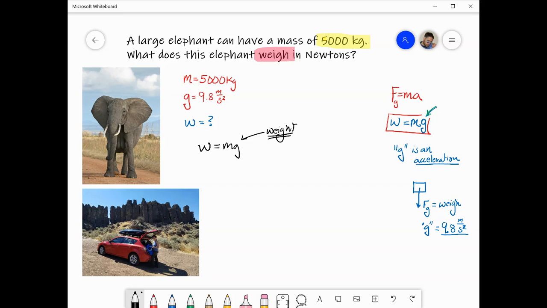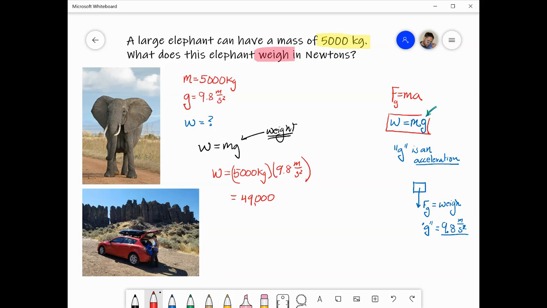So there's my equation. I'm going to then substitute in the things that I know. So I'm going to say W equals, and the mass is 5,000 kilograms, which is a lot. And then my acceleration due to gravity is 9.8 meters per second every second. And so when I multiply these two numbers together, I get a sizable amount, and that amount is 49,000.